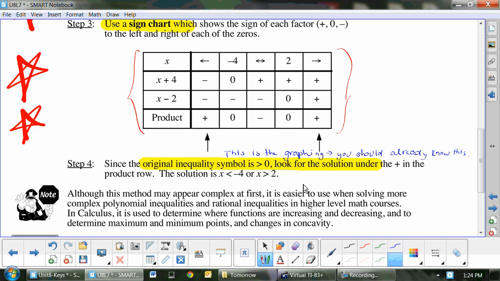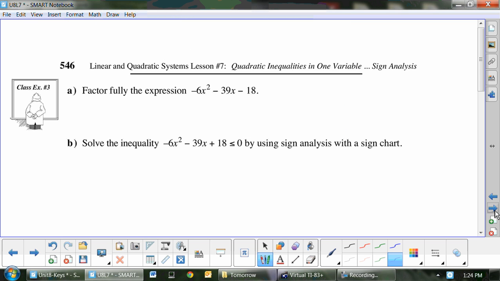Okay, so if we flip to the page, we're going to do a good example with using the sign chart. So we'll explain the chart as we use it. That's just a good example. There's no really bad example. Okay, so they ask us to factor the expression.